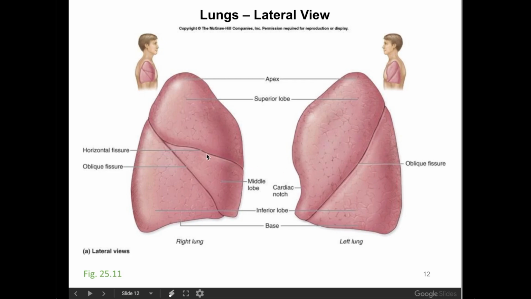So there are some divisions that you need to know. So this is the superior lobe, that's easy. And then both sides of the lungs have an inferior lobe, but the right lung has an additional middle lobe. So the lines between them, between the superior and the middle lobe, we have the horizontal fissure, and that's only on the right lung. And then on both the right and the left lung, we have the oblique fissure, and it's going in the oblique plane.